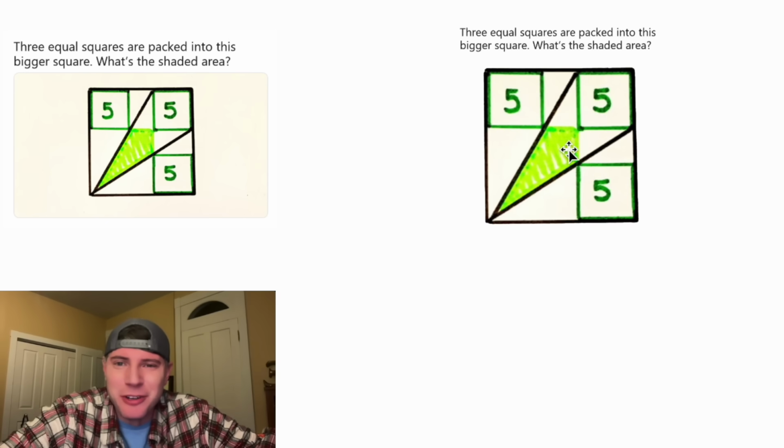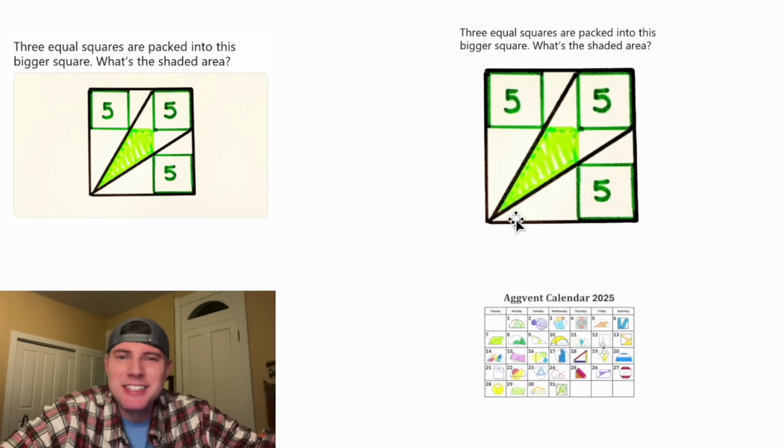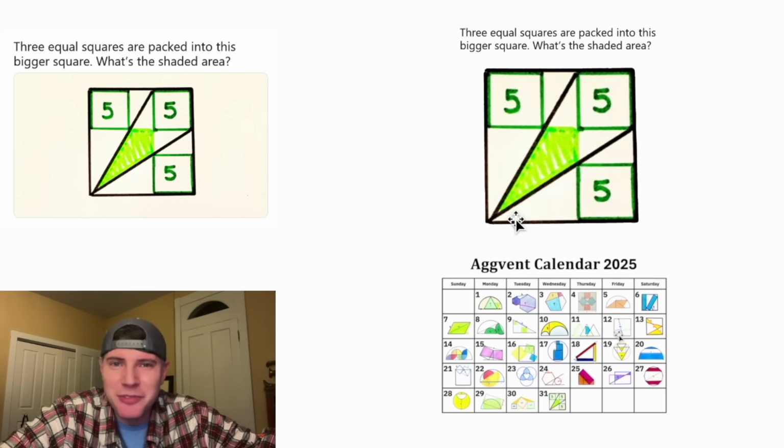Hey guys, this looks like a fun one. We're given three equal squares, each with an area of 5, and they're packed into this larger square. And it's asking, what is this shaded area? This is day 31 of the 2025 Advent calendar. This is the last one.